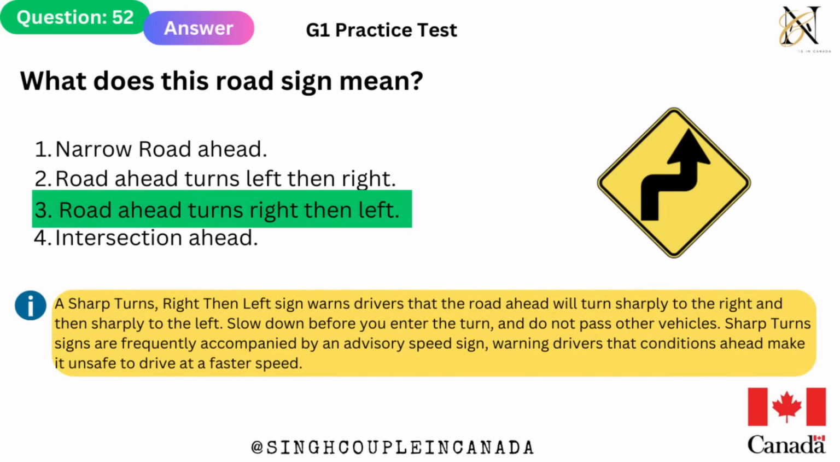A sharp turns, right then left sign warns drivers that the road ahead will turn sharply to the right and then sharply to the left. Slow down before you enter the turn, and do not pass other vehicles. Sharp turn signs are frequently accompanied by an advisory speed sign, warning drivers that conditions ahead make it unsafe to drive at a faster speed.